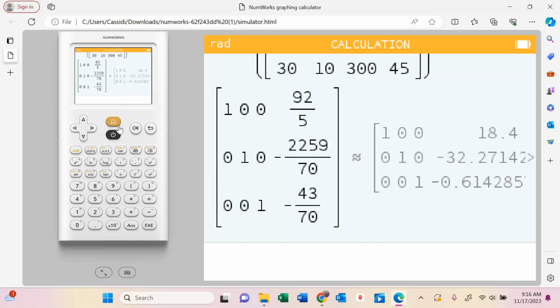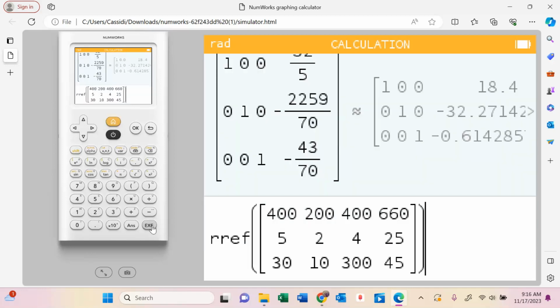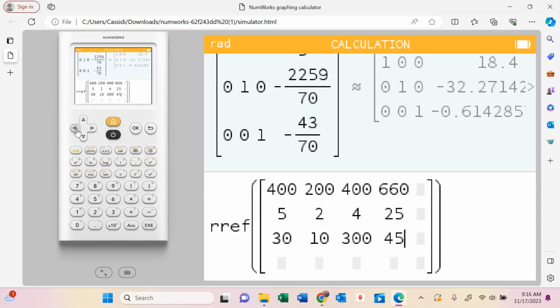But that's not the right solution. So I think I must have made a mistake when typing. Let's go back up and look. 660, 20. Yep, you see that 45? That is not the correct number. So let me go and click enter again. And I'm just going to go in and edit that. And so it's 425. So this is great that I made that mistake, so you can be reminded. Always check your work and make sure that you are doing what the problem said. I missed when I was typing a number, and so I did not get the correct answer.